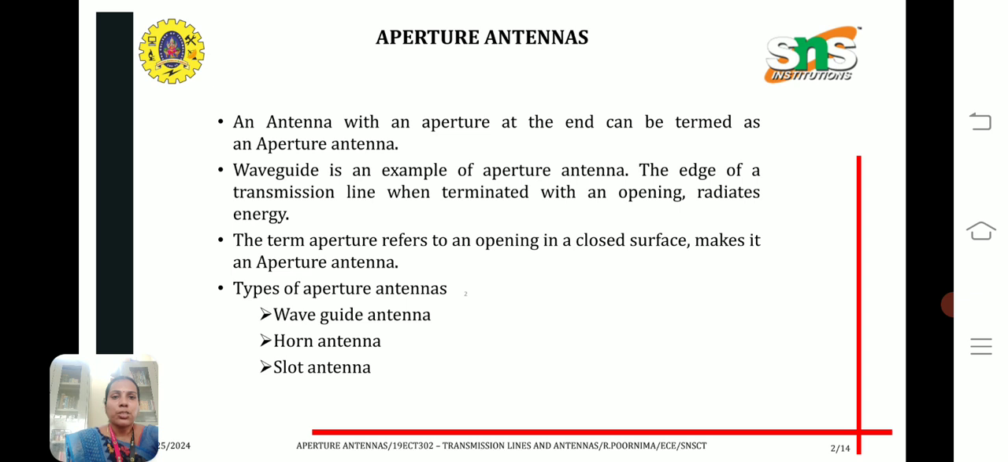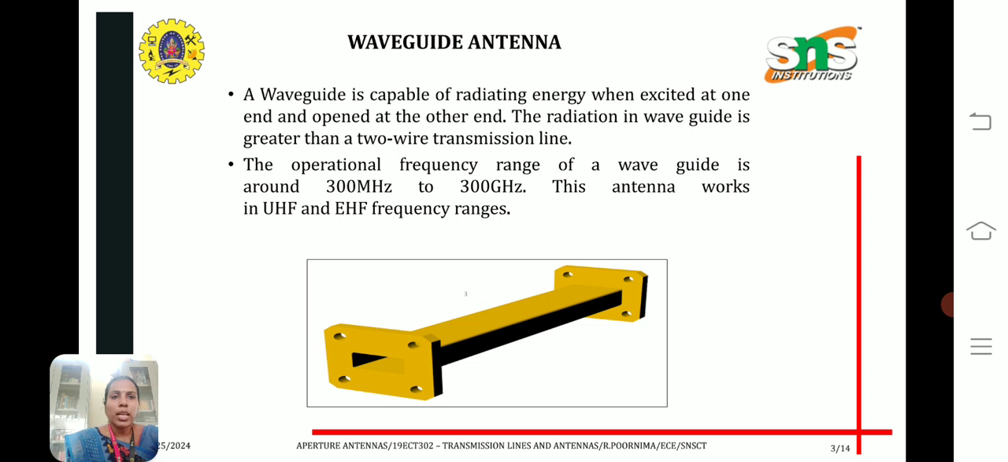The types of aperture antennas are waveguide antennas, horn antenna and slot antenna. The waveguide is capable of radiating the energy when excited at one end and opened at the other end. The radiation in waveguide is greater than a two-wire transmission line. The operational frequency range of the waveguide is around 300 MHz to 300 GHz. This antenna works in UHF and EHF frequency ranges.